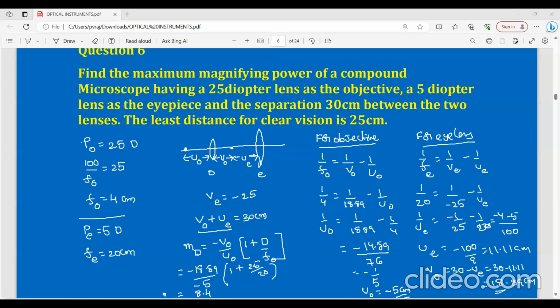Magnification only, na? There will be no unit for magnification. You should not write in centimeters or something else. Okay? Have you observed it clearly? A compound microscope is given. Focal length values are given. And the separation between both the lenses is given. And the maximum angular magnification that is possible at near point only, na? So you have to calculate like this.